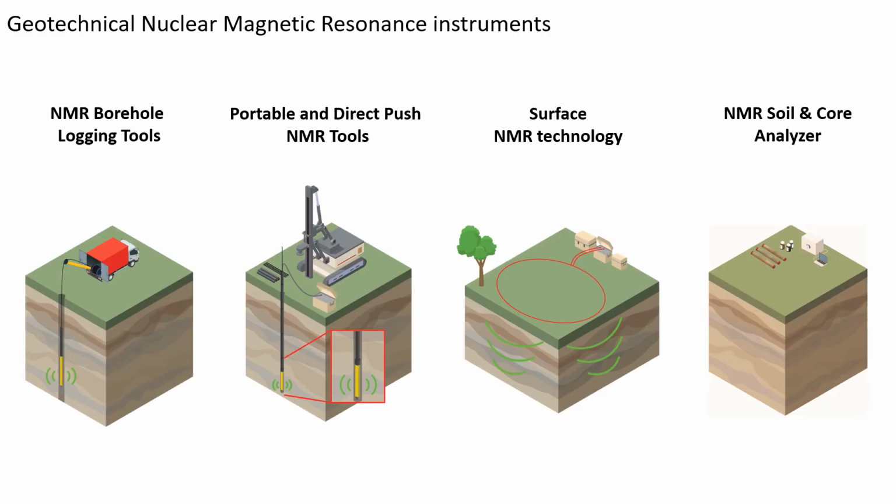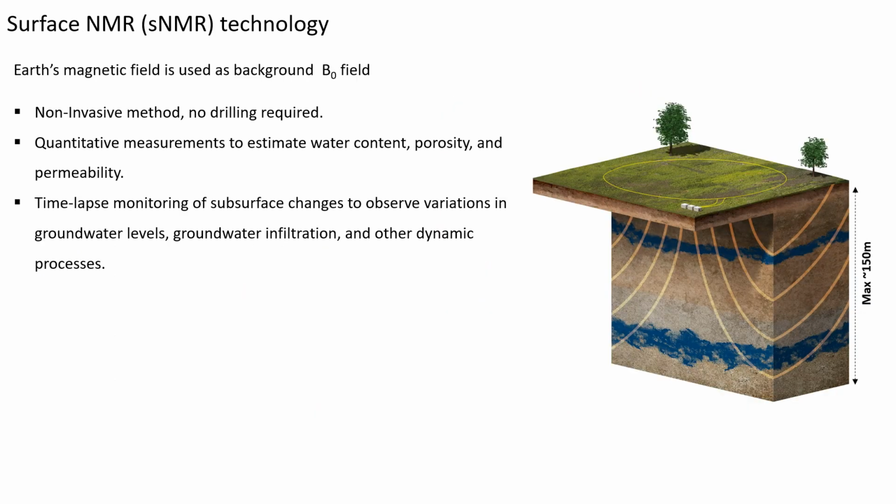Okay, so let's switch to the third family of products, which is surface NMR technology. So these tools are completely different from the borehole logging NMR tools I showed you before. So this technology is completely non-invasive, and it uses the Earth's magnetic field as a background field to polarize hydrogen spins.